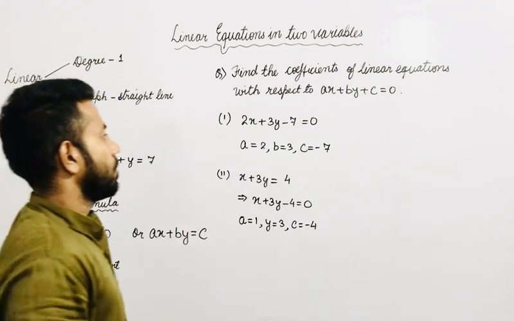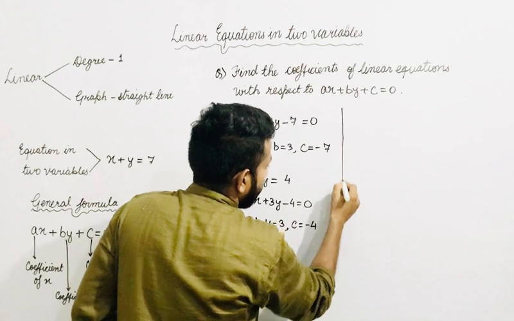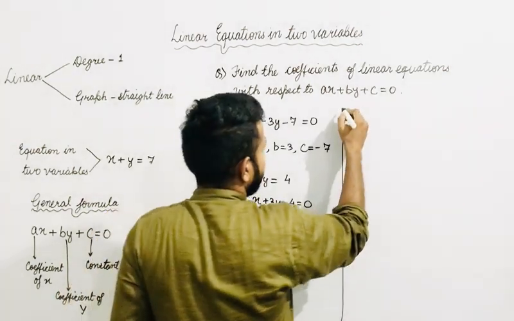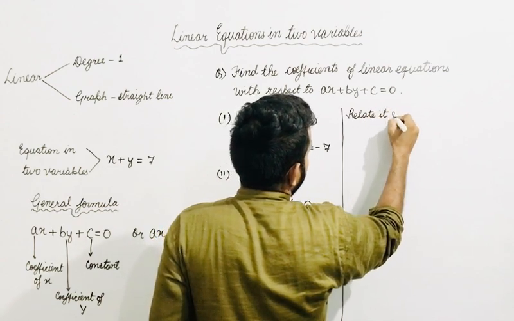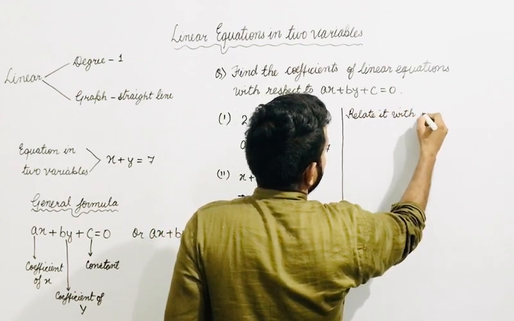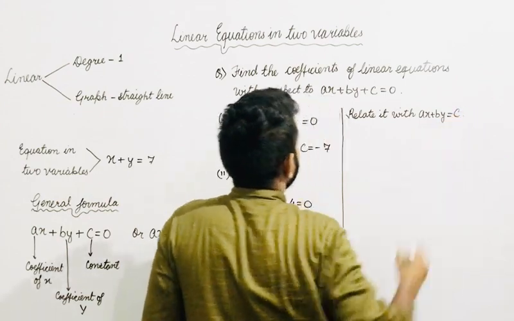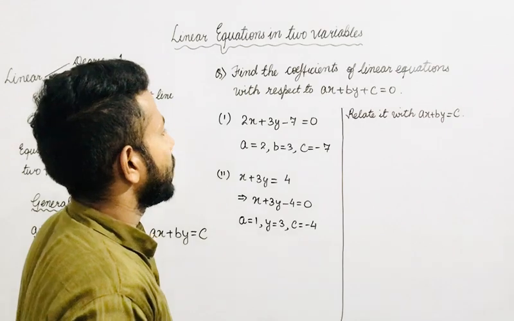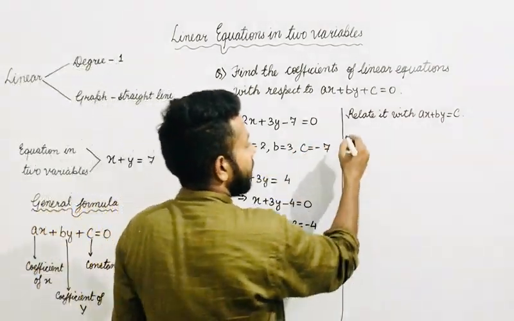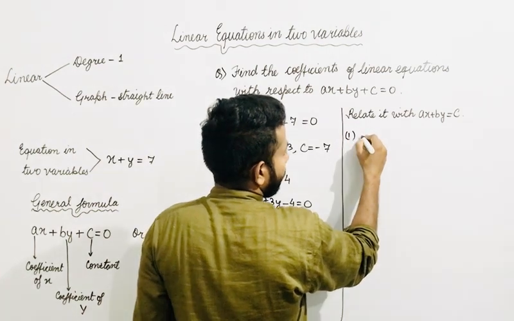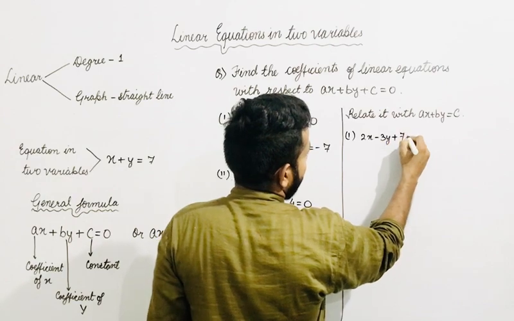Suppose in the question it was given that you have to relate it with ax plus by equals c. Find the coefficients in relation with ax plus by equals c. So what you would have done, suppose the question given was 2x minus 3y plus 7 equals 0.